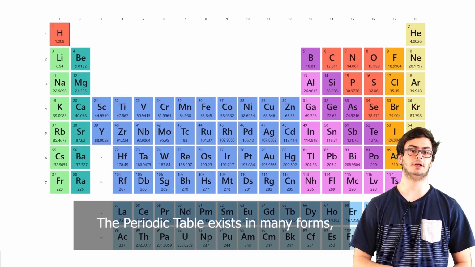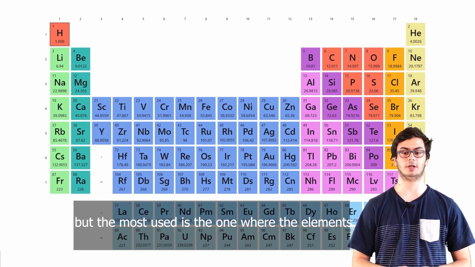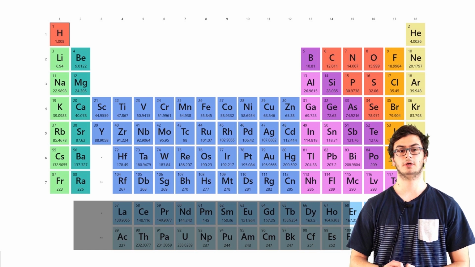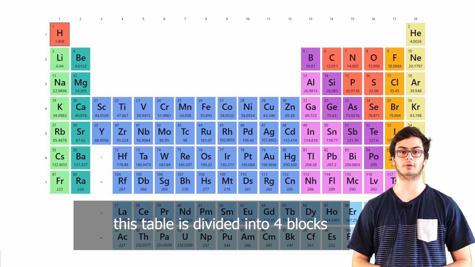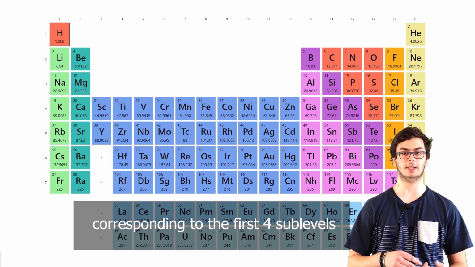The periodic table exists in many forms, but the most used is the one where the elements are organized according to their electronic configuration. This table is divided into 4 blocks corresponding to the first 4 sublevels S, P, D and F.